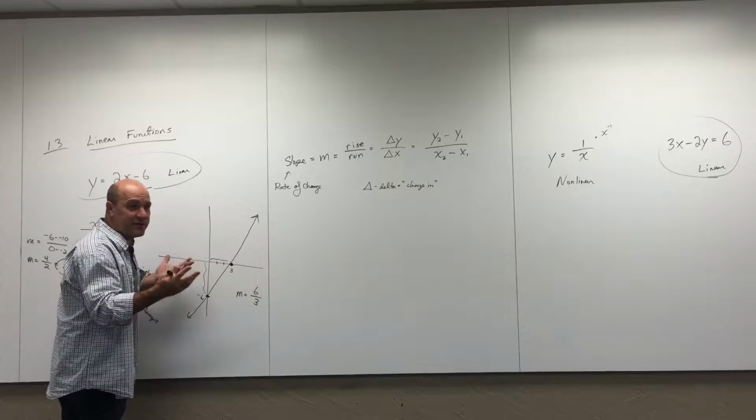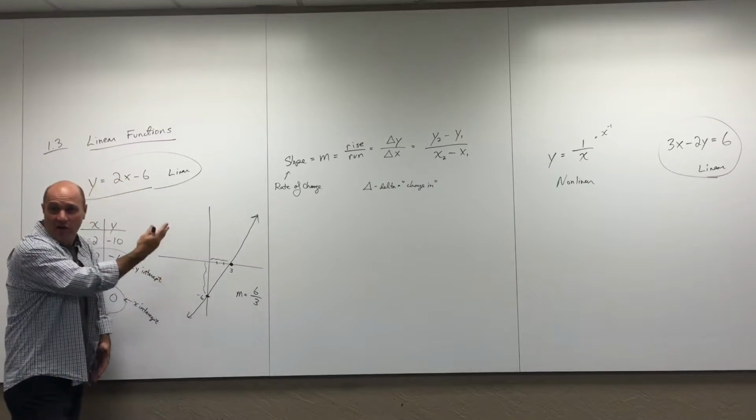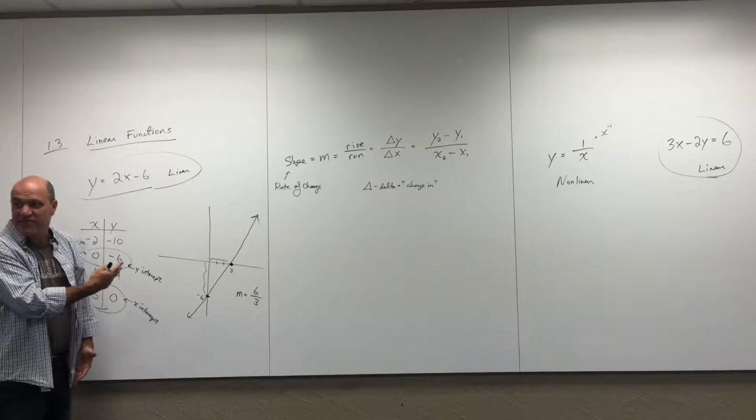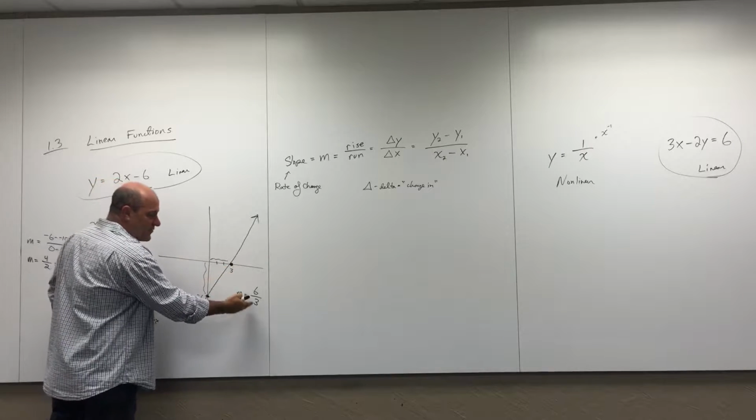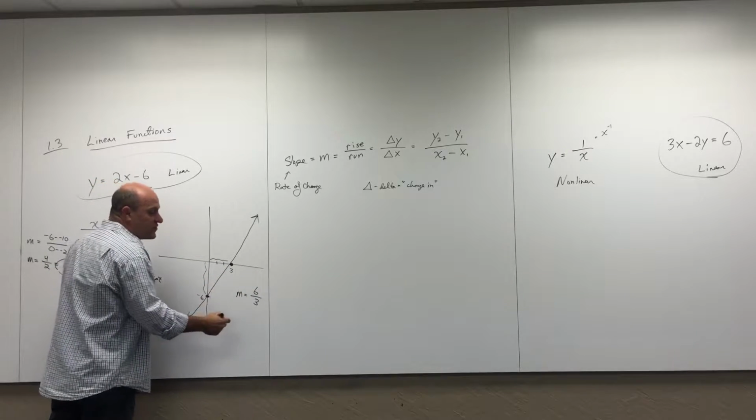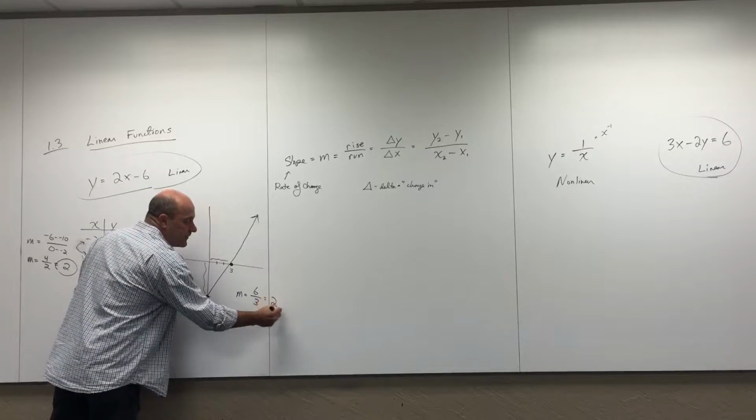I guess I really didn't do any subtraction that time. I just saw it. I just could see it and feel it. I'm rising 6, I'm running 3. That's the ratio, that's the slope. That's the rate of change, 2.